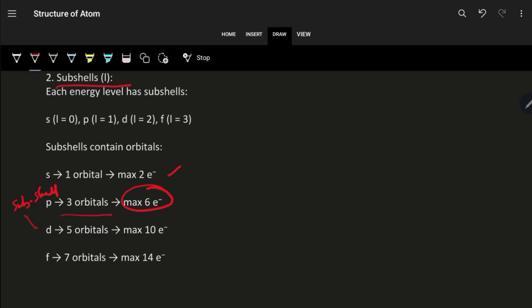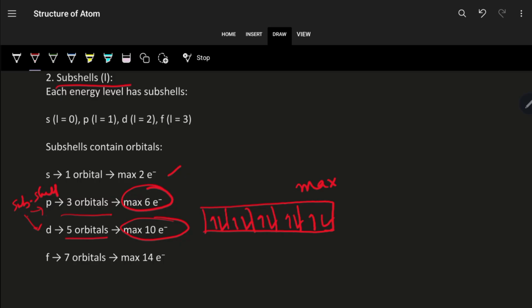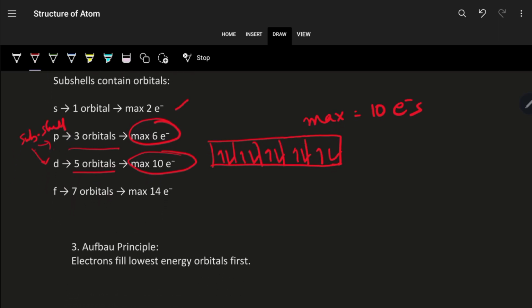The d subshell can have a maximum of 10 electrons because there are 5 degenerate orbitals, and these 5 degenerate orbitals can have 1, 2, 3, 4, 5 singly occupied, then pairing 6, 7, 8, 9, 10. So it can have a maximum of 10 electrons. And the way I am filling up, in the same way you are going to fill up the electronic configuration. In case you see that any orbital is having a single electron, then you go and make it a complete arrow.